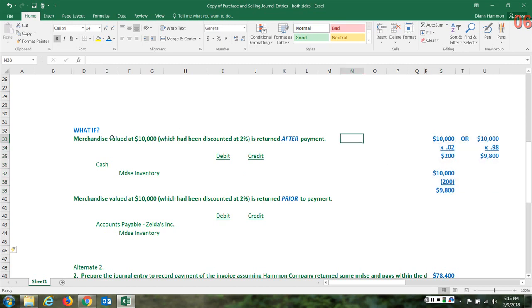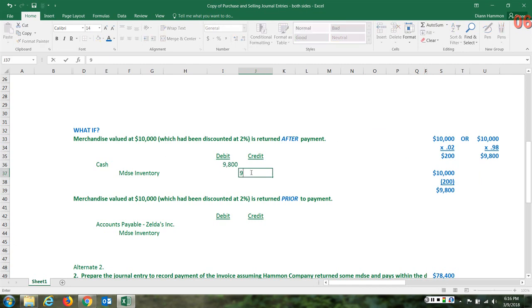So let's assume that we have that merchandise in the inventory. It's just they're damaged, they're the wrong color, something's wrong. But we've already paid for it as Hammond Company. Now we want to return that merchandise. So if the merchandise is returned after payment is made, then we should receive a cash payment of $9,800.